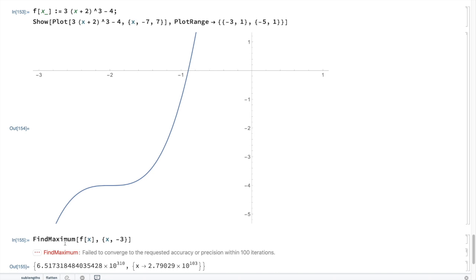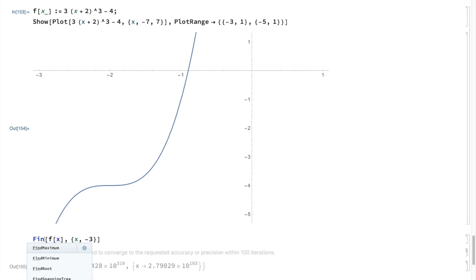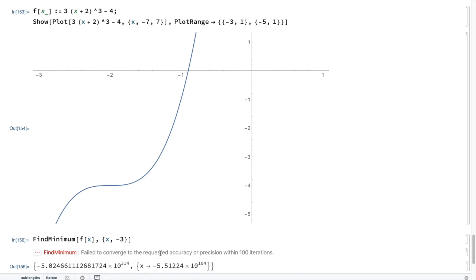So that's cool. How about we find a minimum? I'm pretty sure we won't find a minimum either. Failed to converge. Yep. So we don't have a minimum here or a maximum, or a local maximum or local minimum right here. So yeah, the answer to this one is we don't actually have a maximum or a minimum here. So that's the answer to number 4.